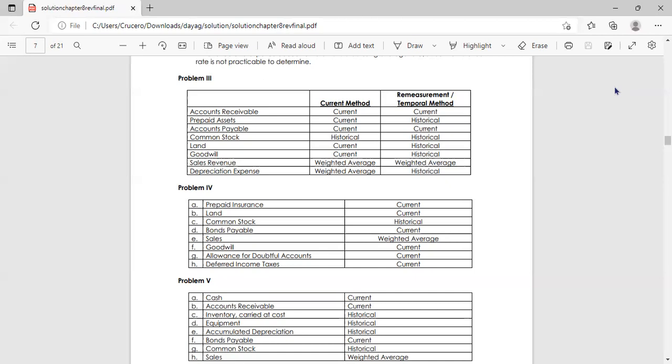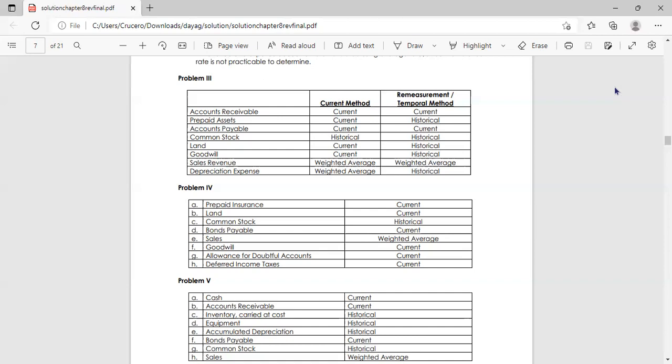Now, prepaid insurance being non-monetary, and by the way, we have the translation into the presentation currency. Prepaid insurance is under prepaid items. Under the current or the closing rate method, we are going to use the current rate. Land, again, being non-monetary, we use the current rate. Common stock, we use the historical rate regardless of the method. The common stock should be stated at the historical rate.